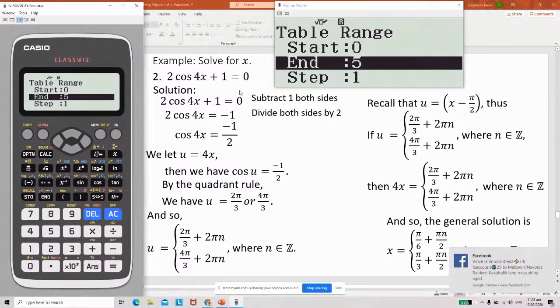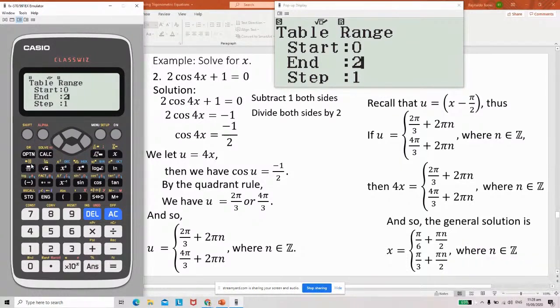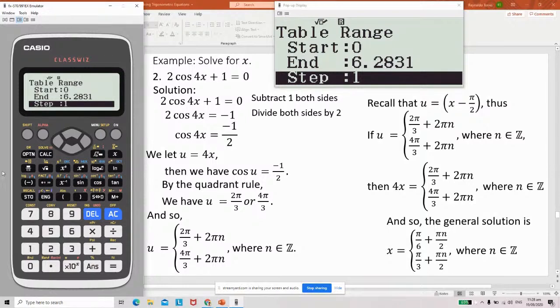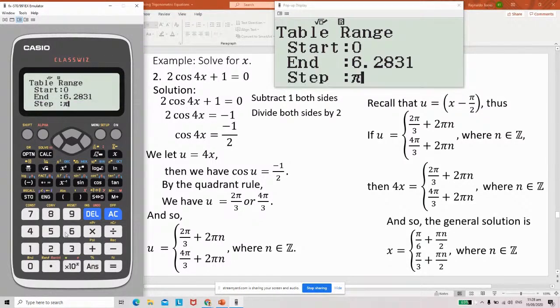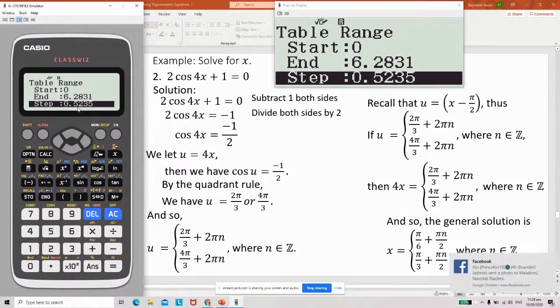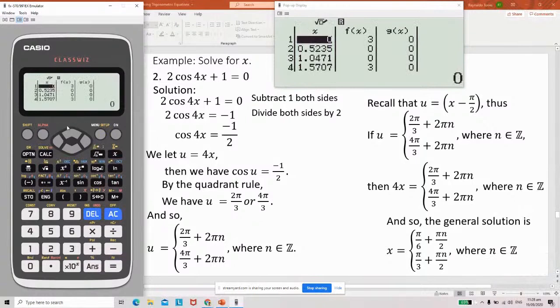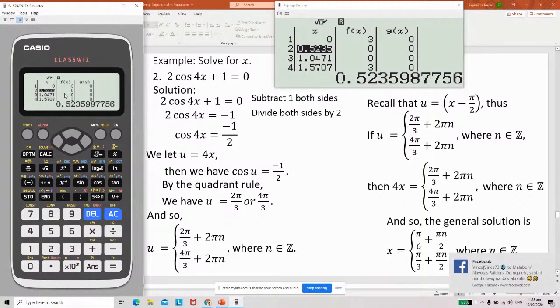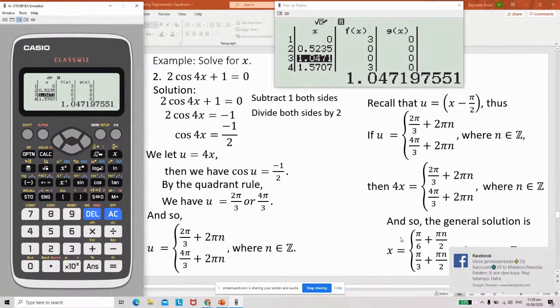Start 0 equals, and then mag-end tayo kay 2 pi. So, shift, then equals. Anong interval natin sabi? Pi over 6. So, shift, pi over 6. Okay. Equals. Ayan. So, have it there. When we press equals, okay. So, saan siya nag-equals? So, pi over 6 interval natin, di ba? Yan, 0. And then, pi over 6. Okay. Pi over 6. So, tama. Yan, no? Pi over 6. And then, 2 pi over 6 equal din siya.